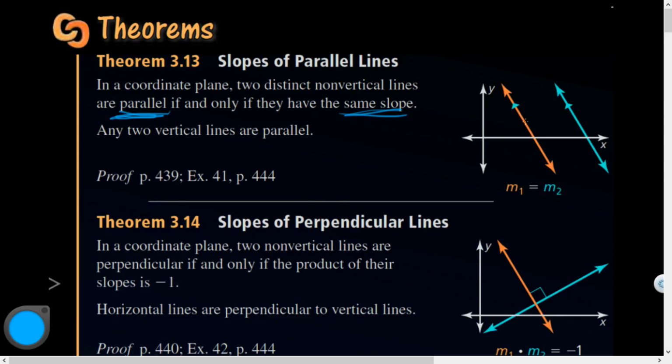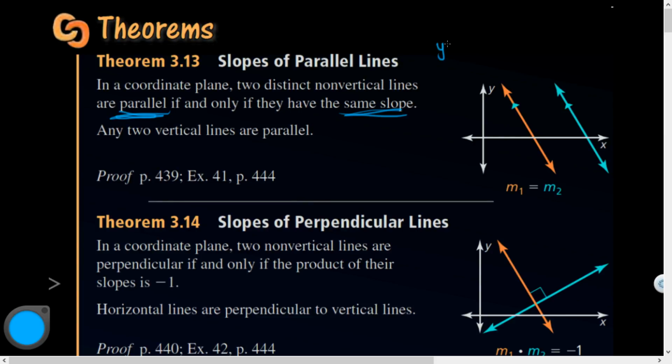So these have the same rise and run. And if these lines are parallel, they will have to have different starting points, different y-intercepts. Otherwise, they would be the same line. And then they said any two vertical lines are parallel.